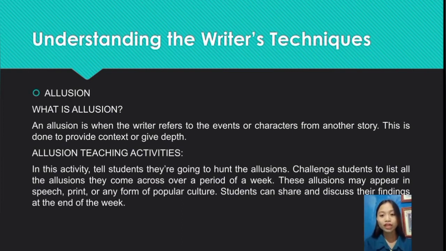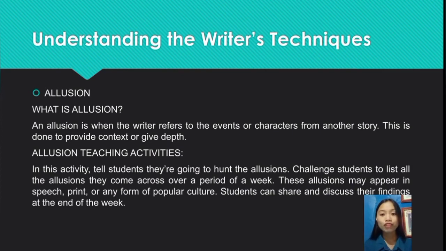So, we have here an example of an activity. In this activity, we can tell students they're going to hunt the allusions. Challenge students to list all the allusions they come across over a period of a week. These allusions may appear in speech, print, or any form of popular culture. Students can share and discuss their findings at the end of the week. Okay, so that is allusion.